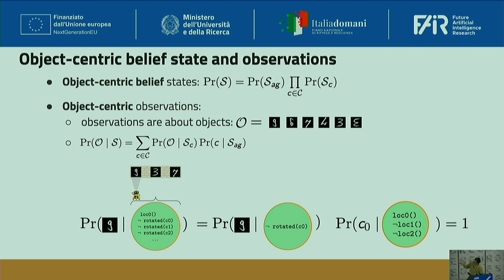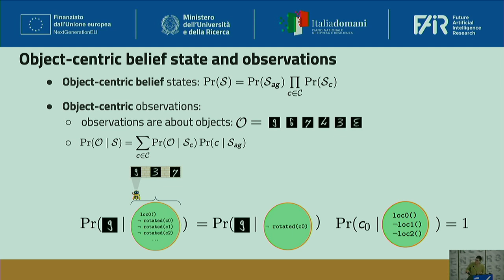But most importantly, the observations are object-centric. So we assume that observations are about objects. Like in this example, we have the nine digit, so the image of the digit. And the observation function, we assume it factorizes in this way. So here there is this example where we define the probability of an observation of an image, given the relational state, the full state, which is defined as the probability of the observation just given the state of the object which is observed. So we don't need to take into account all the state of the agent, all the state of the objects, but just the object state that we are observing.